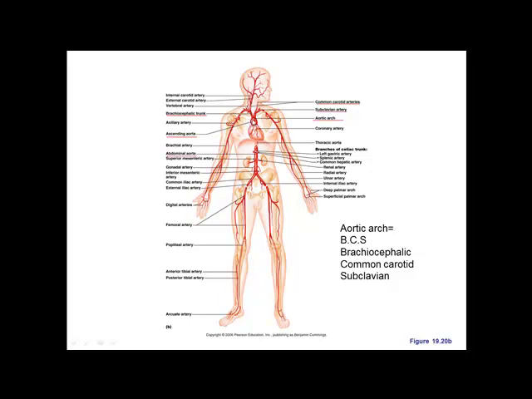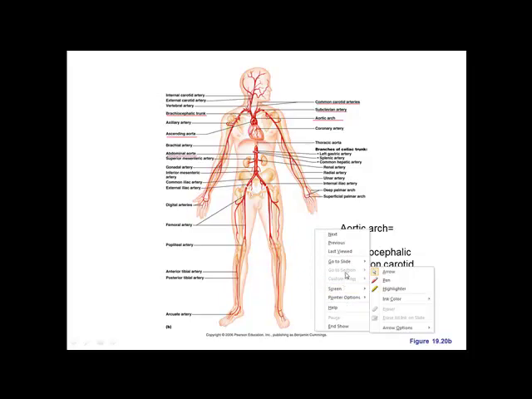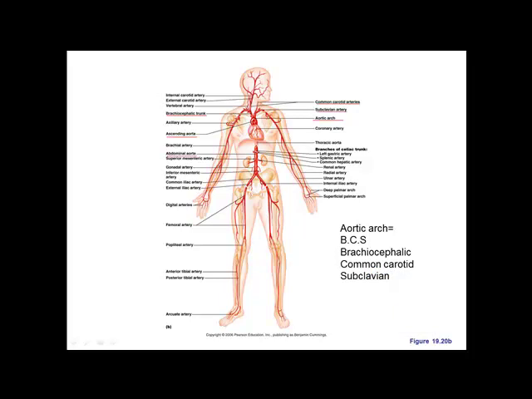Coming off of our aorta, the way I like to remember this is B, C, S. So right here we have B, C, S. Let me pull a little pointer on here so I can write a little bit for us. So right here is going to be our brachiocephalic trunk, which will split into our right internal carotid artery and our right subclavian vein. Okay, our next one, C, will be our left common carotid artery and our left subclavian vein.